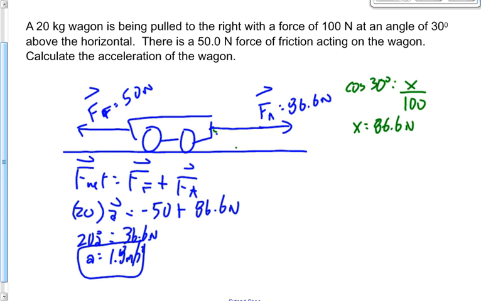Do you see why we've ignored the Y component there? Why do we ignore the Y component? Because it's only moving on the X-axis.